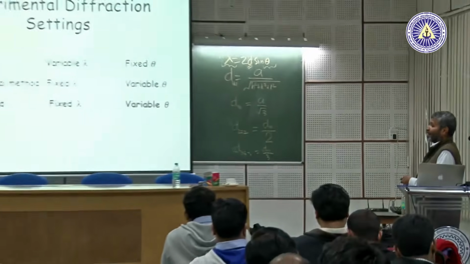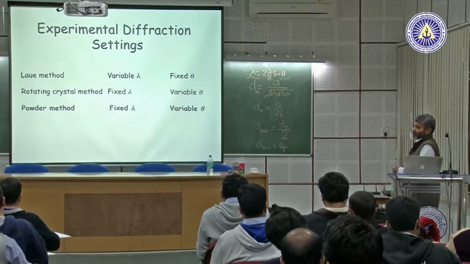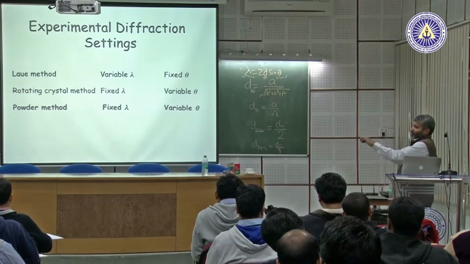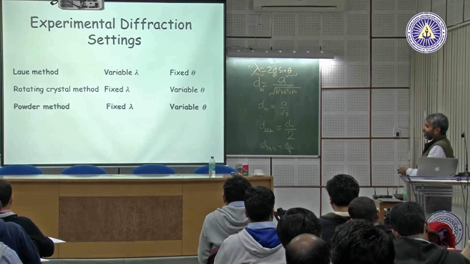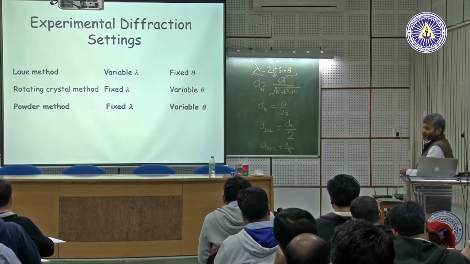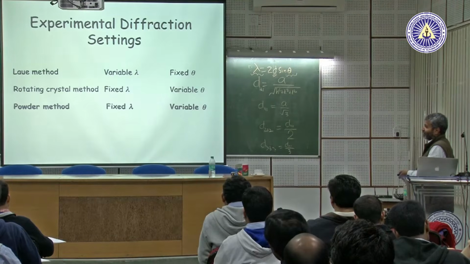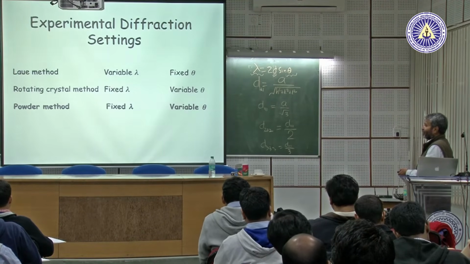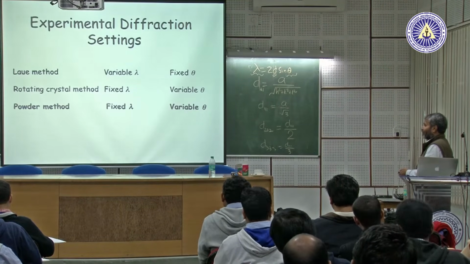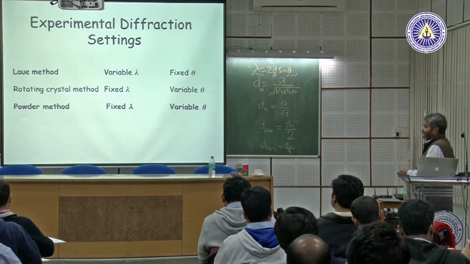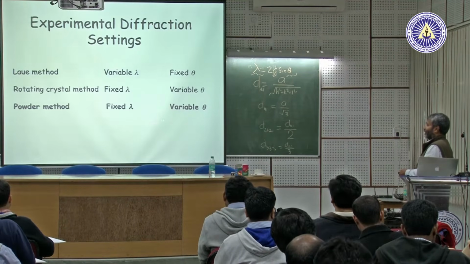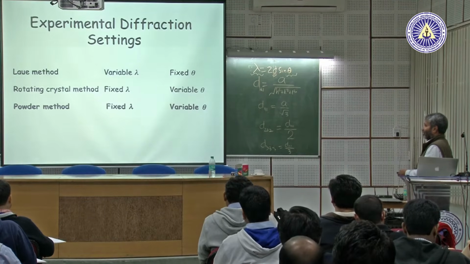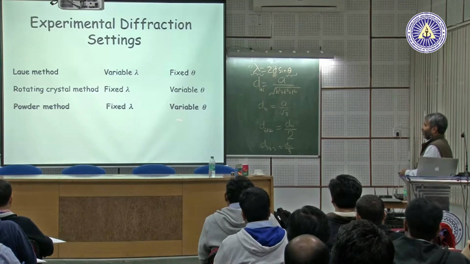In the Laue method which I showed you, lambda is variable. They use white radiation, mixed wavelength, not characteristic wavelength. So, variable lambda, but theta is fixed, that is the Laue method. In the rotating crystal method, lambda is fixed, theta is variable. The powder method, which is the most common and which I will discuss in more detail in the remaining part of the lecture, also has fixed lambda and variable theta.